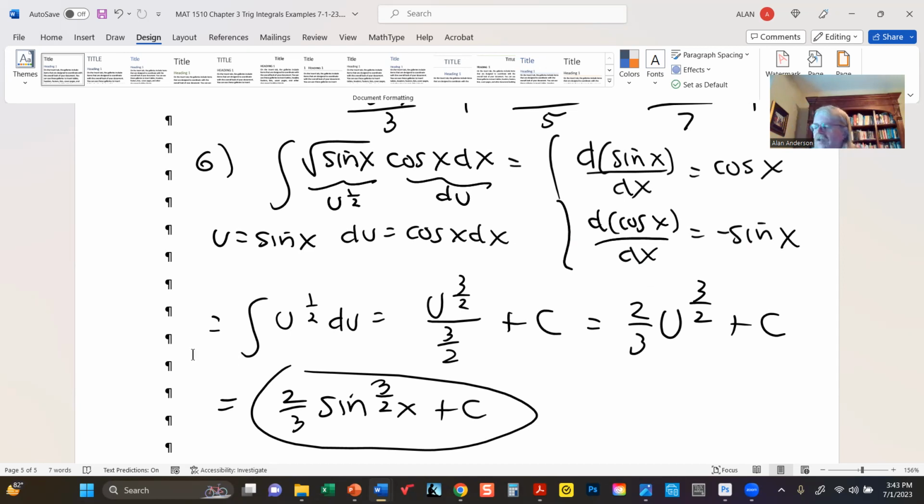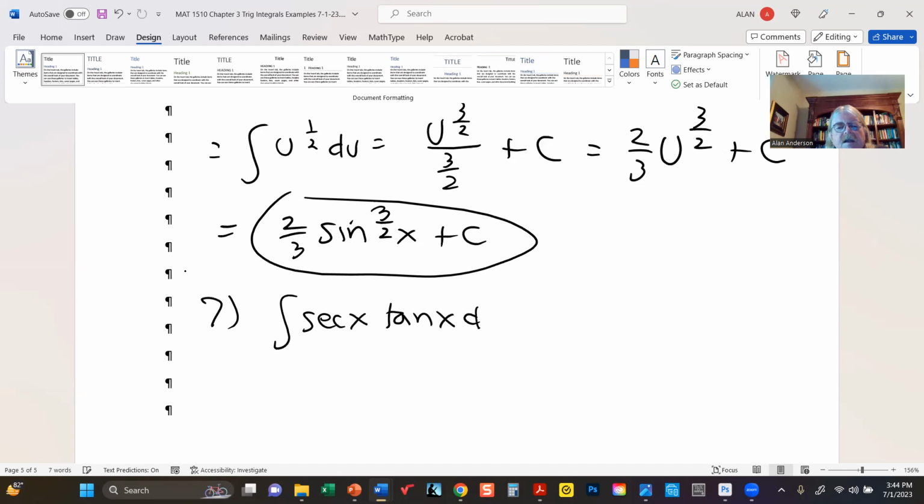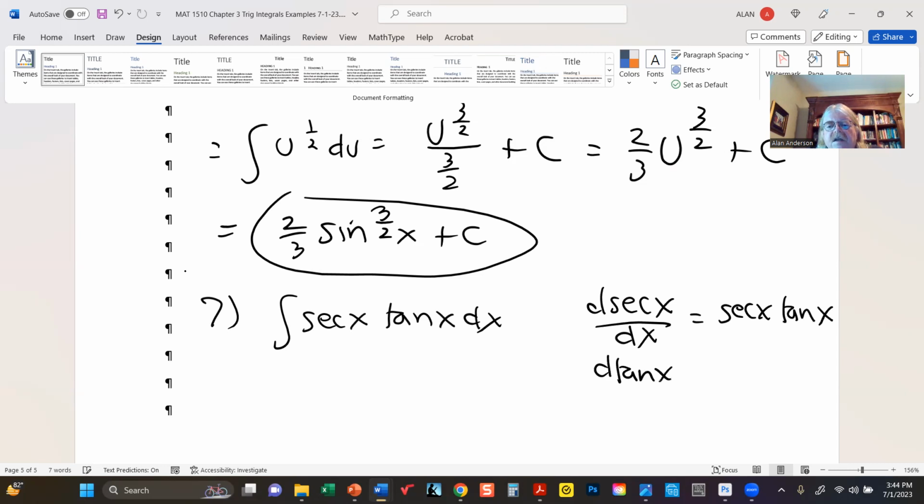Now, here's an interesting one. This one does involve secants and tangents. So let's just quickly remind ourselves, what is the relationship between them? All right, so if you took the derivative of the secant of x, you'll have secant x tangent x. If you take the derivative of the tangent of x, as we saw before, you'll get the secant squared of x.